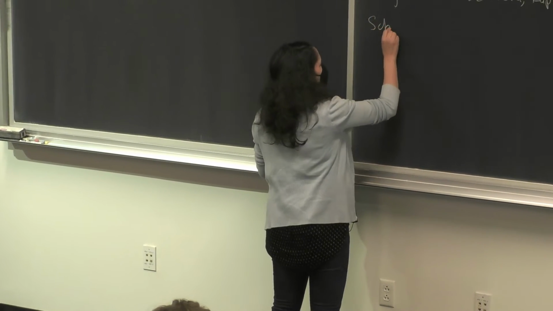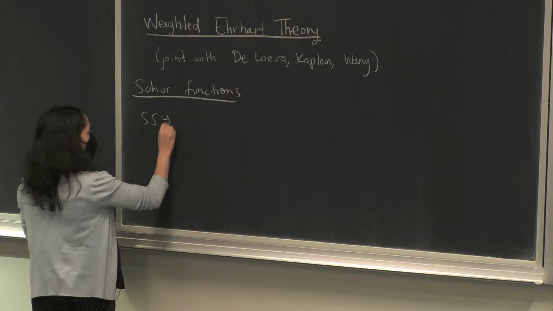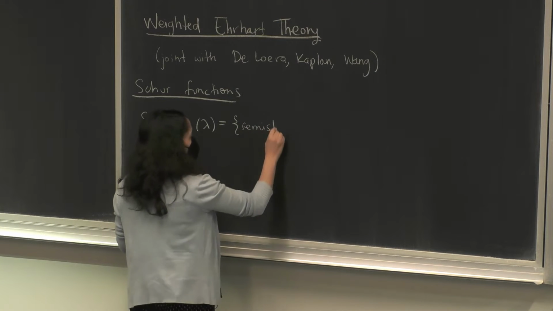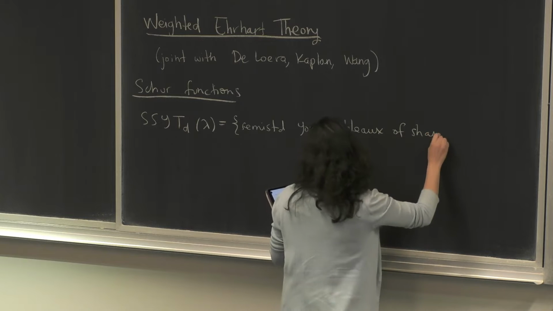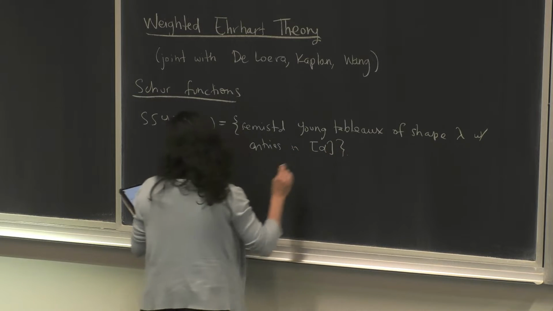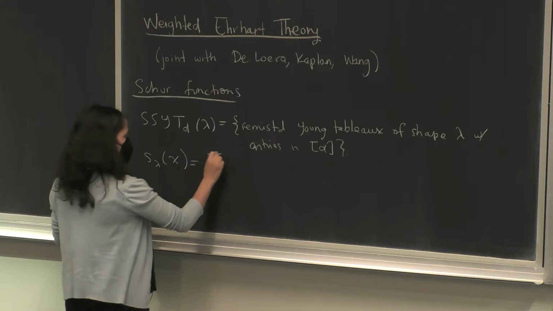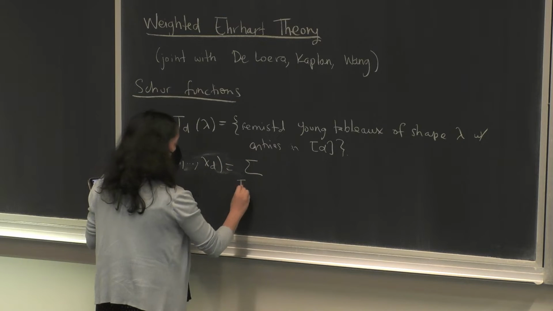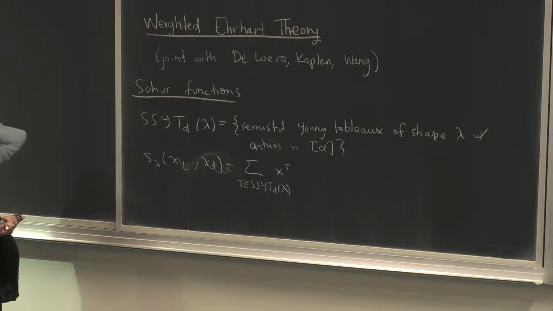So let me start with Schur functions. Just to introduce some notation, I'm going to let this be the set of semi-standard Young tableaux of shape lambda with entries in D. And as we know, the Schur function is going to be, let me give the indices, because I wanted to say them for a reason. Okay, so that's the definition of the Schur function that we've seen.